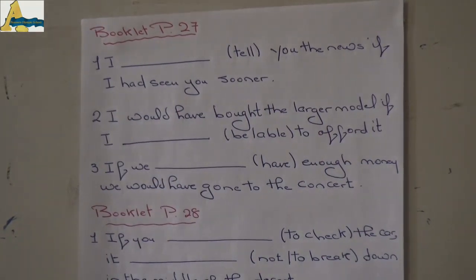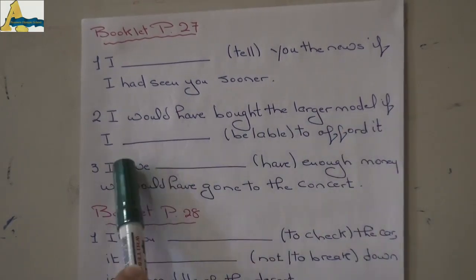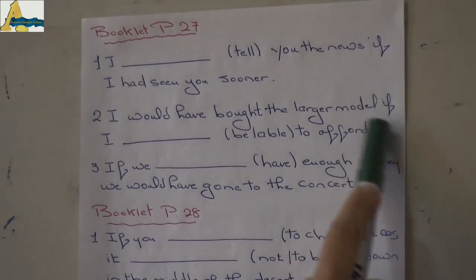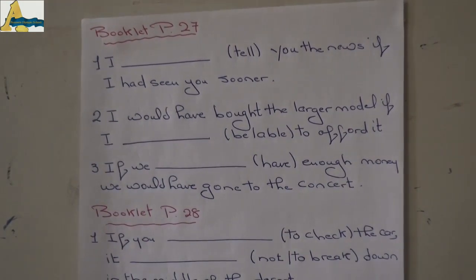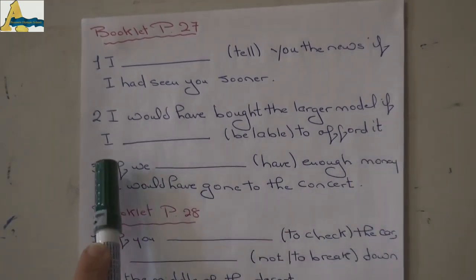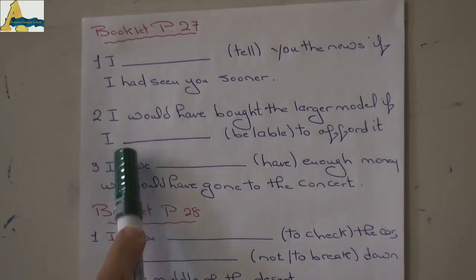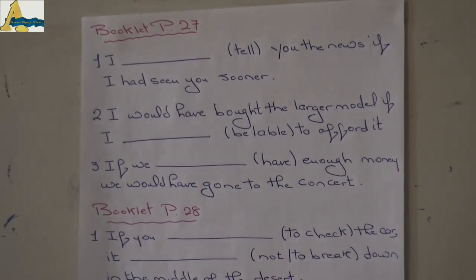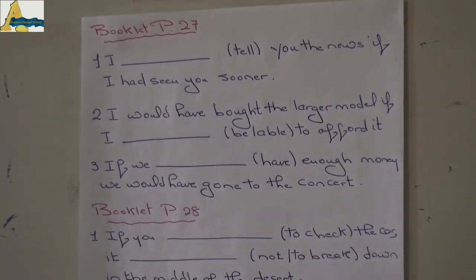Let's move to number 2. I would have bought the larger model if I be able to afford it. Where is the if clause? It's the second part, and that's the reason for the first part. So after if, I said that the verb should be written in the past perfect. So if I had been able to afford it, the sentence will be: I would have bought the larger model if I had been able to afford it.